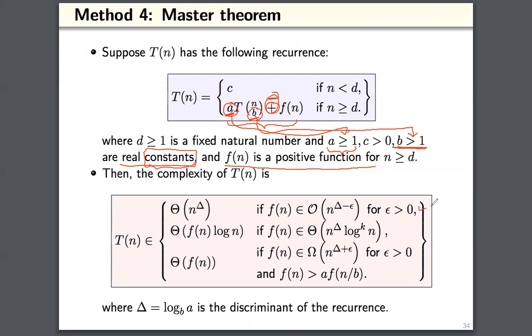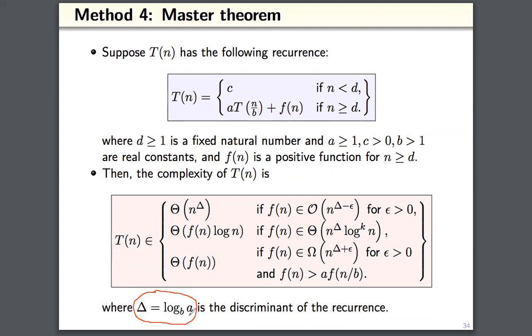So here, this is case 1, this is case 2, this is case 3. We said there are 3 cases, assuming all these constraints are satisfied. What are these 3 cases? We defined delta as log A base B. A is a constant, B is a constant, so delta should be a constant. If delta is a constant, what is n power delta? The n power constant is a polynomial.